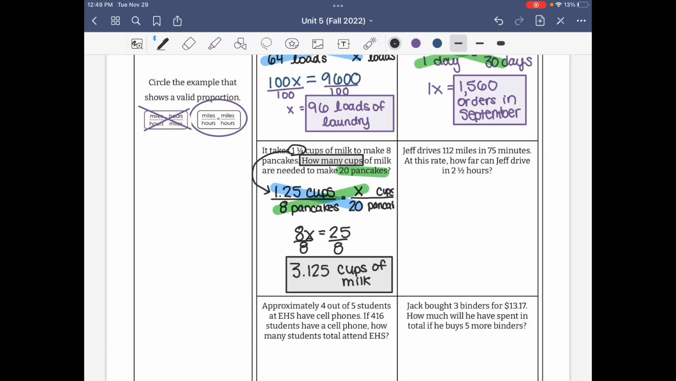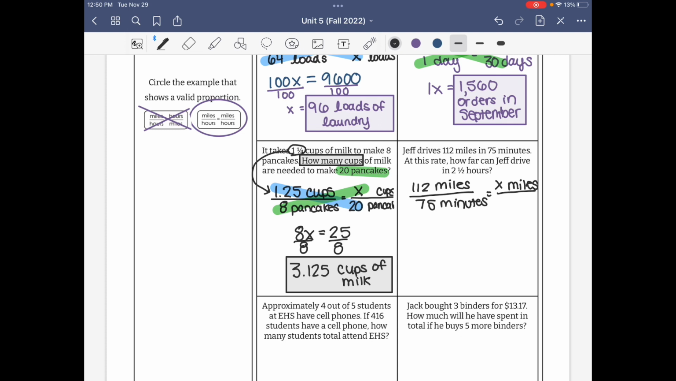Let's try another example. Jeff drives 112 miles in 75 minutes. At this rate, how far can Jeff drive in 2.5 hours? So we have 112 miles over 75 minutes. And we are looking for X, how far he can drive, so that's going to be miles, which has to go on top because we put miles on top on the other side.